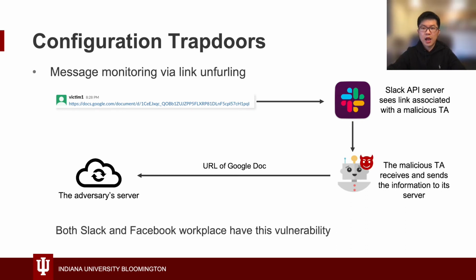However, an adversary can use link unfolding to monitor all URLs posted in channels. For example, when a malicious team chat app sets docs.google.com in its configuration, then the victim sends a Google Doc link to any channel. The malicious app will receive this link and send it to the adversary's server. Our analysis of the 12 team chat systems shows that both Slack and Facebook Workplace have this vulnerability.